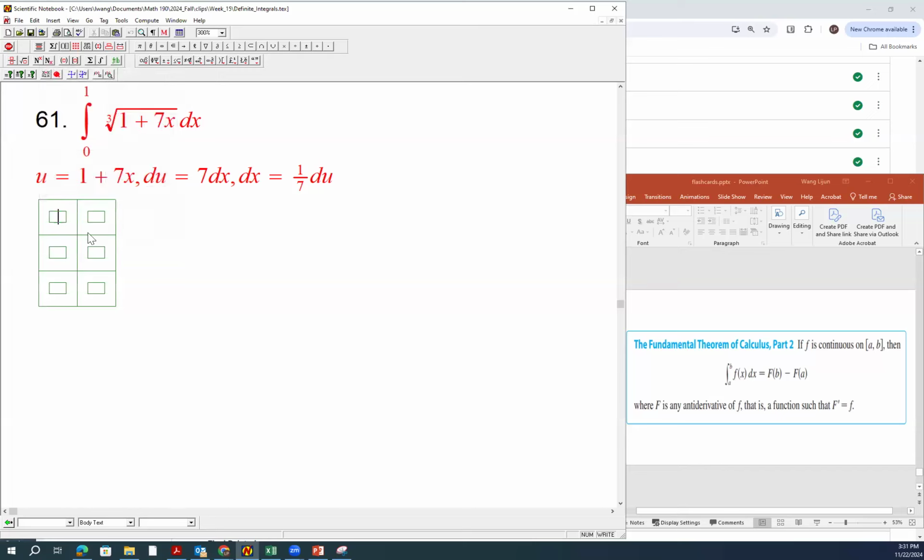And we make the table, x and u. x goes from 0 to 1. When x equals 0, u equals 1. When x equals 1, u equals 8. Okay, so we're going to do the substitution.